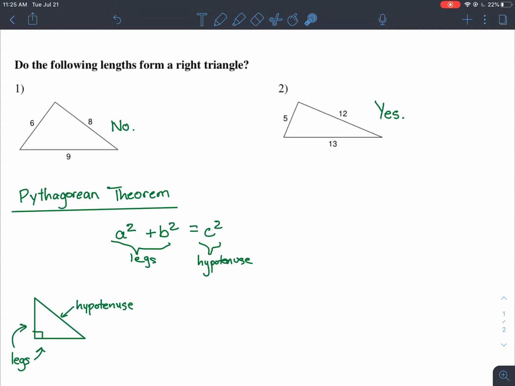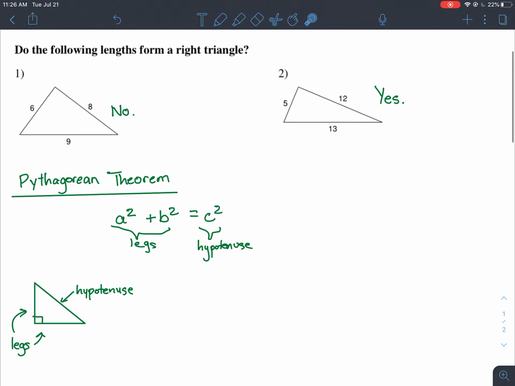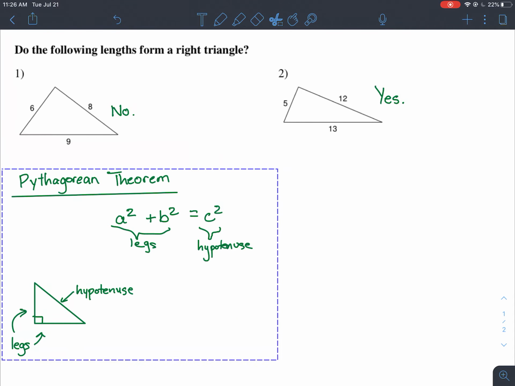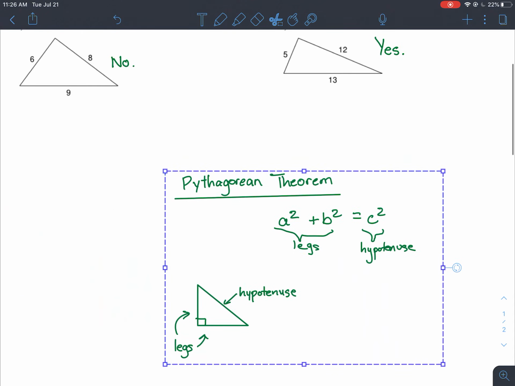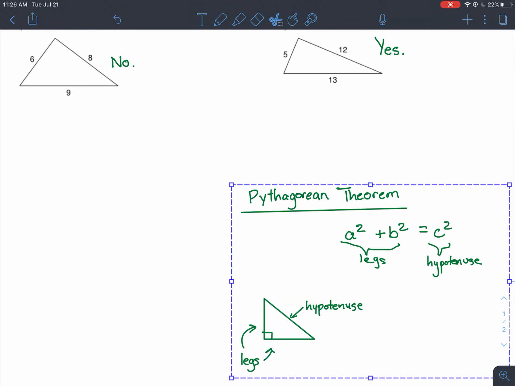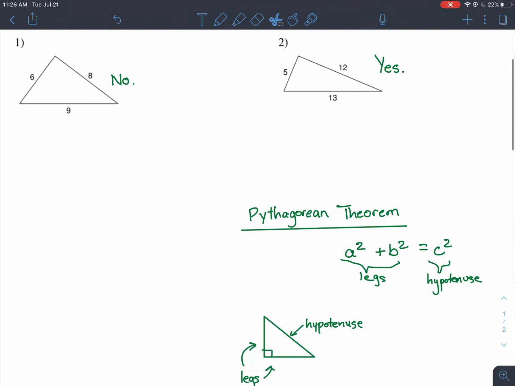And because any equation is just a math sentence, if the math sentence or the equation is true, then it forms a right triangle. So let's take a look at number 1 here. And let me move this Pythagorean theorem a little bit over to the side here. So let's take a look at number 1.